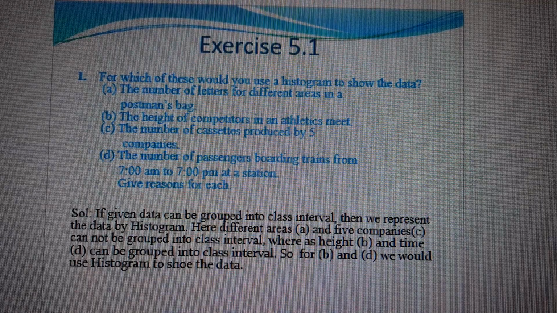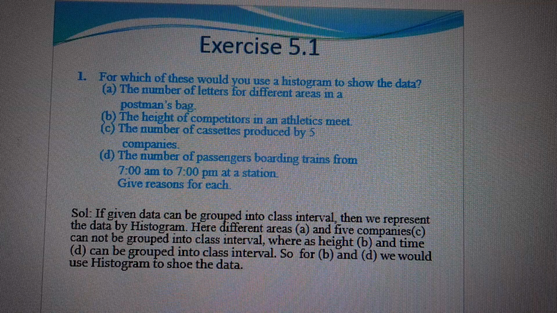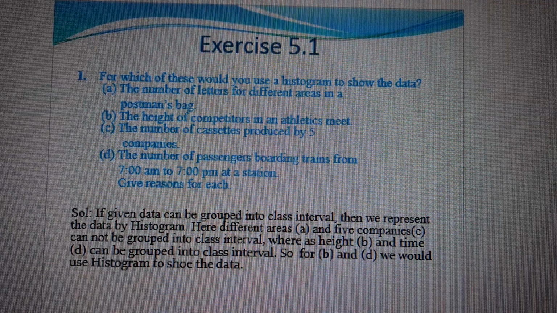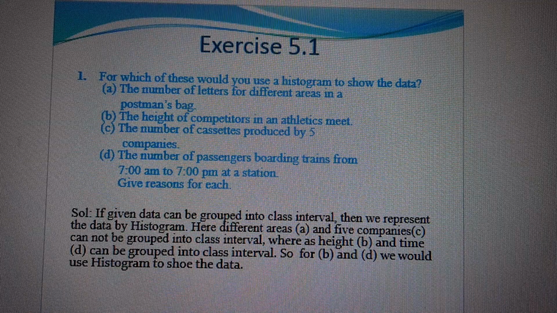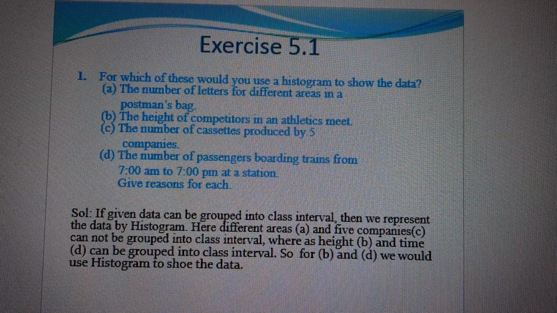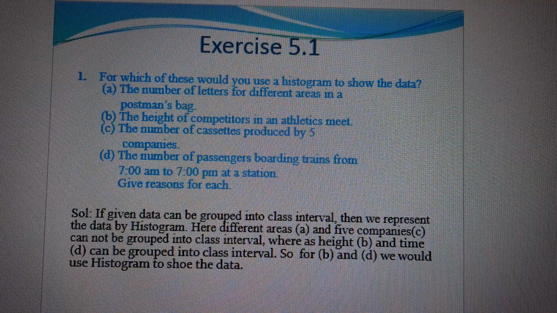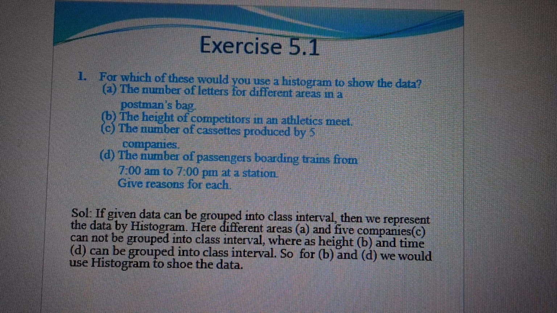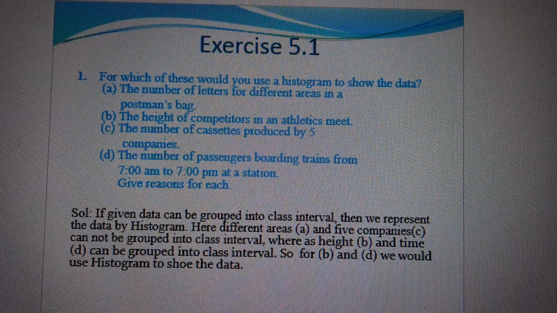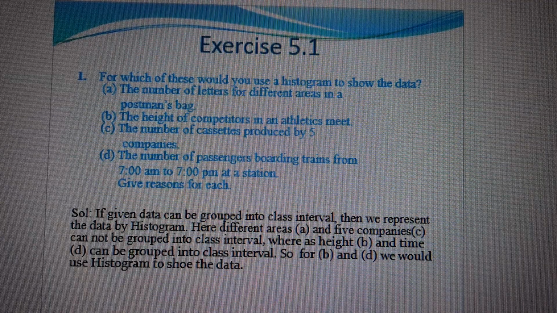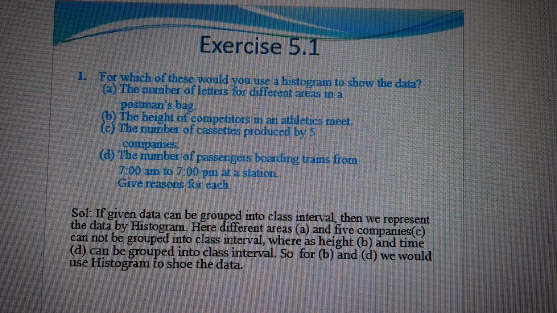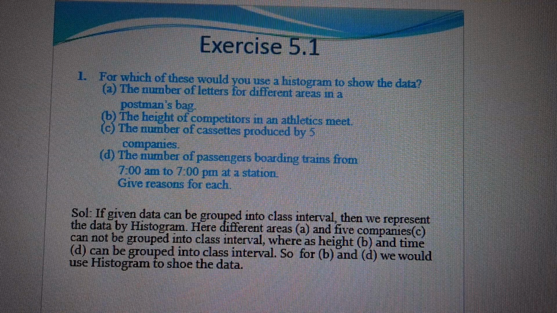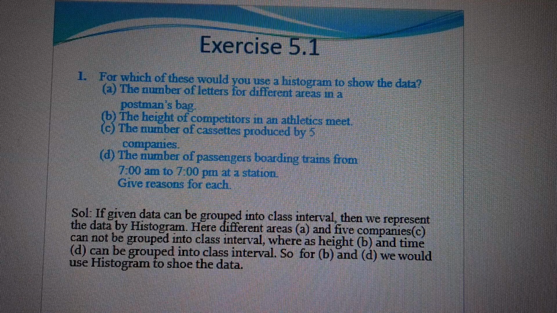So first of all, understand if the data given can be grouped into class intervals, then we represent the data by histogram. So here the first part is the number of letters in different areas in a postman's bag. Different areas cannot be grouped, so here we can construct a bar graph. B part is the height of competitors in an athletic meet. So height can be grouped, so in this second case we can construct a histogram.